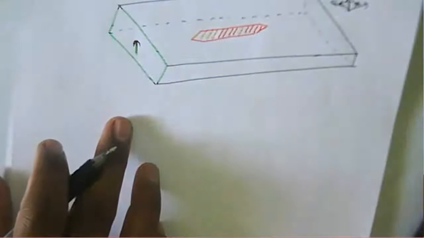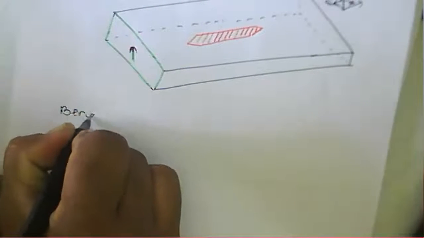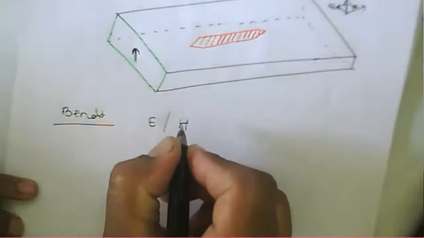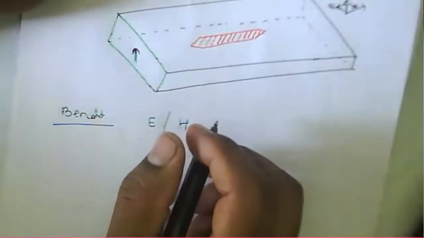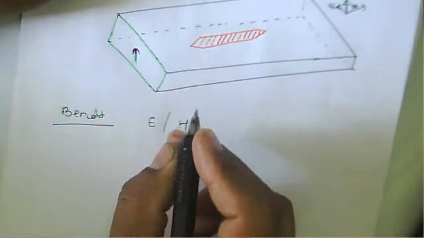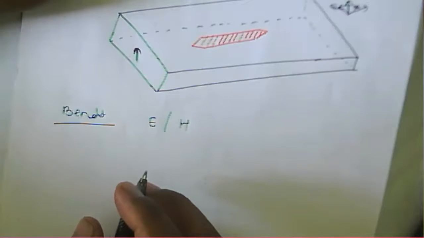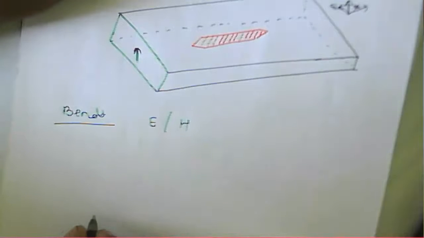Now next, about the bend. There are various bends available, depending upon the field component we are looking for, and according to that the bends will be made. Suppose I say the electric field component, you can say E bend or H bend. Based on that, the field component will bend through this guide.